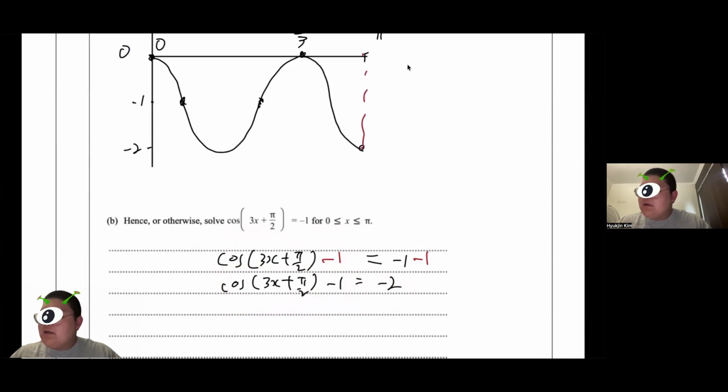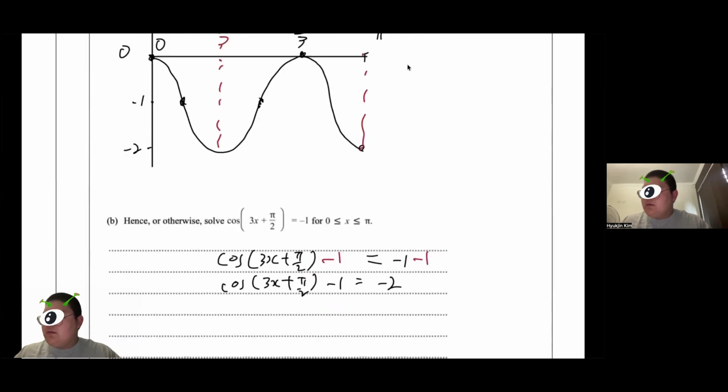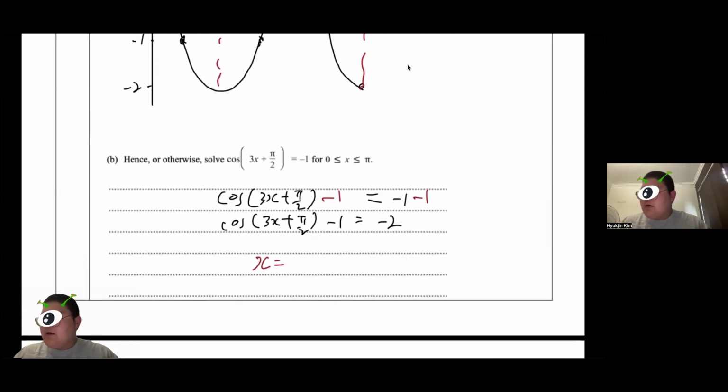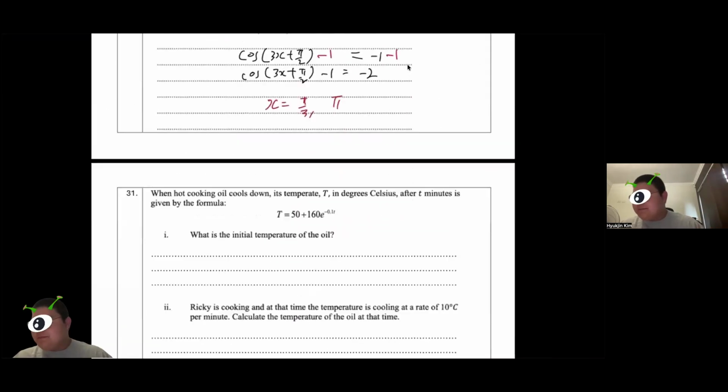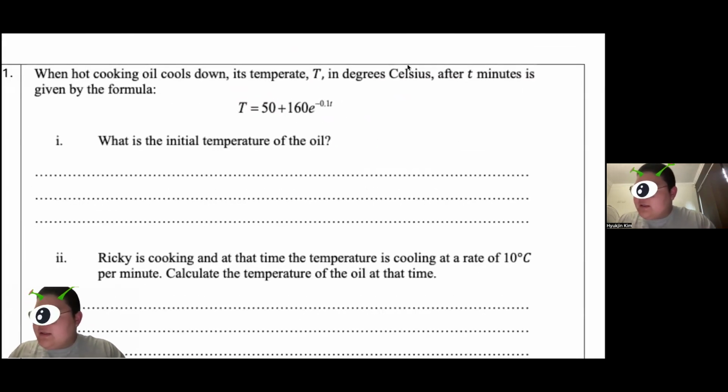Right here at pi, and right here halfway through, which is pi on 3. So x equals pi on 3 and pi. If you wanted to solve it algebraically, you could, but it's a bit of a painful one, isn't it? Now, the initial temperature of the oil is just when T equals 0.